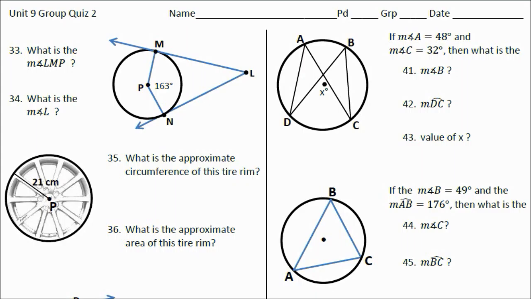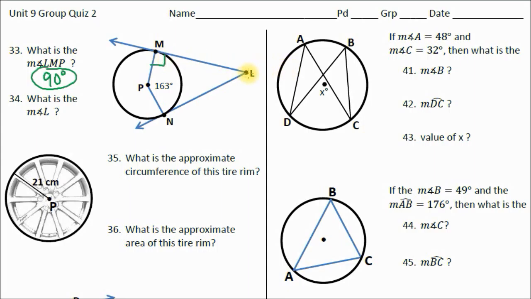Question number 33. What is the measure of angle LMP, which is right here? Well, I can tell class this is a tangent because it shows me the point of tangency, and MP is a radius that touches the same point of tangency. We know that a radius and a tangent meet at a right angle. So this one's actually pretty easy. It's just 90 degrees. So what is the measure of angle L?